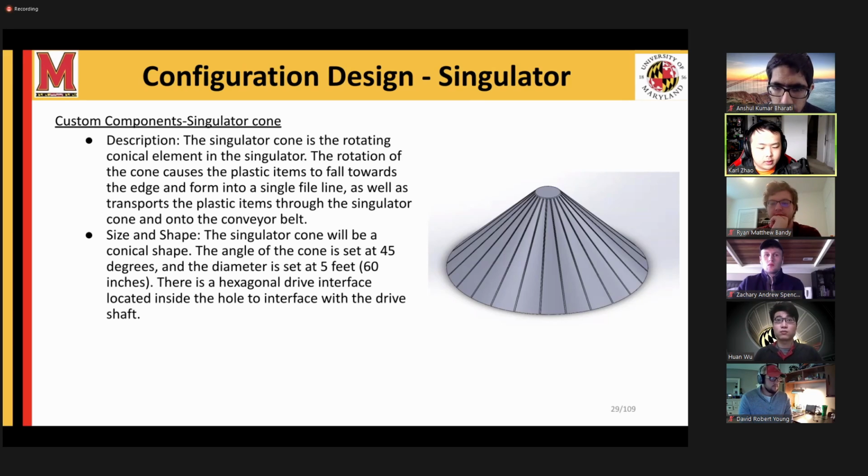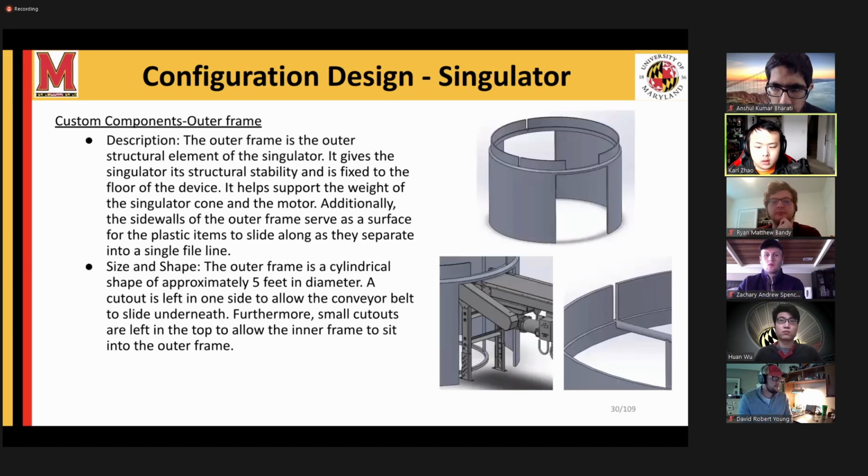It's a conical shape with an angle of 45 degrees and the diameter is set to be 5 feet. There's a hex interface in the center of the underside of the cone to drive the rotation. The second custom design component is the outer frame. It's primarily a structural element and supports the singulator cone, and the sidewalls also take part in the dragging action of the singulator. It has cutouts left in it to interface with the conveyor belt.